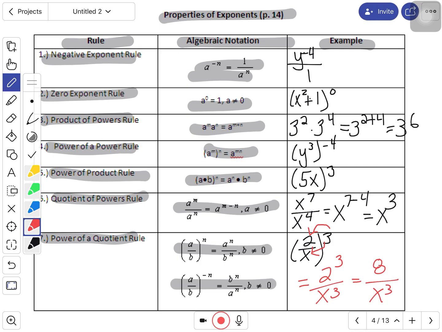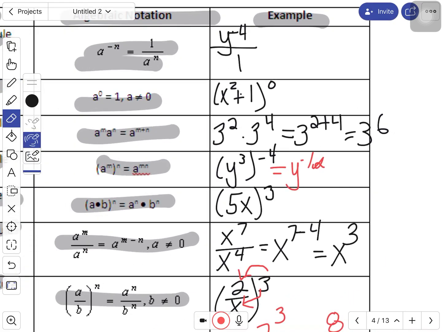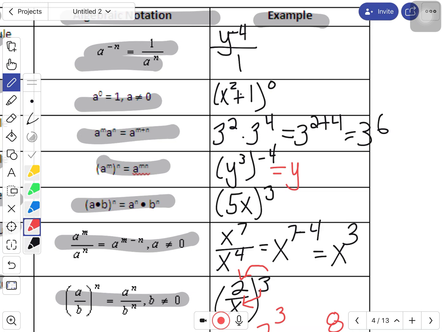This would work for number 4, our power rule. So if we have y to the third raised to the negative 4th power, we're allowed to multiply those exponents together. So that's going to give me y to the negative 12th. My stylus is not working. Sorry, guys. Very messy looking. All right, so we got y to the negative 12th.